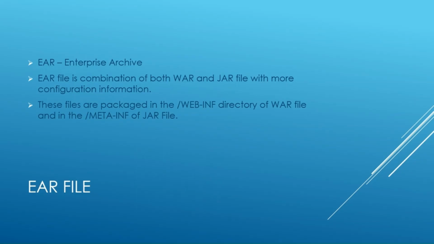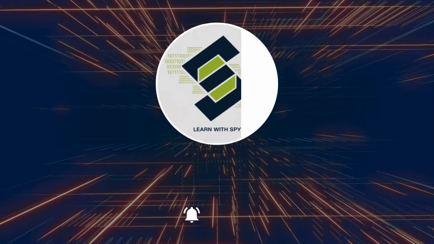Some Java EE applications need more configuration. That information is present in special configuration files called deployment descriptor files. These files have the extension of EAR file. The additional configuration information will be held in the META-INF directory.